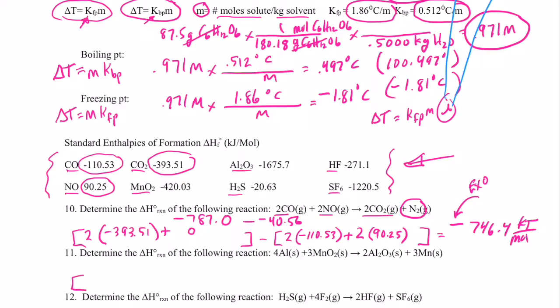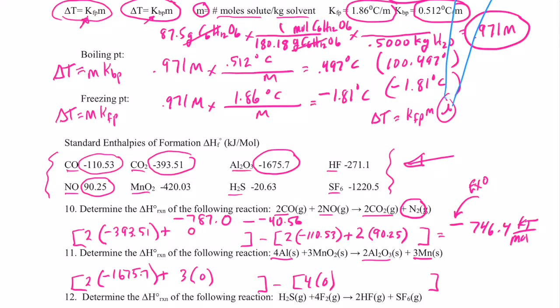All right, good. Did you put the products on the left-hand side and subtract out the reactants on the right-hand side? So 2 Al2O3s, so 2 times the heat of formation of aluminum oxide, which is negative 1675.7, plus 3 times the heat of formation of manganese, which is 0, it's an element, minus my reactants, 4 times the heat of formation of elemental aluminum, which is 0, plus 3 times the heat of formation of MnO2, which is negative 420.03. So let's see what we get here, kiddos.